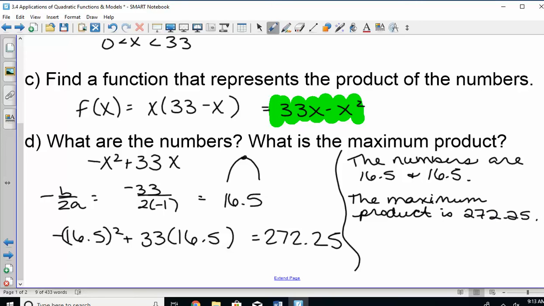So really, this was a long, drawn-out way of really asking you to find a vertex. And that's all we were doing here. Just trying to make you understand. Can you just write if it's the same number, can you just write it once? You could say both numbers are 16.5. That would be okay. All right. Is that okay?